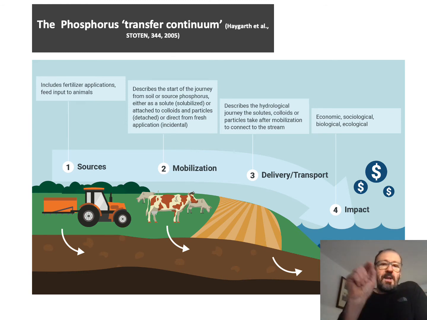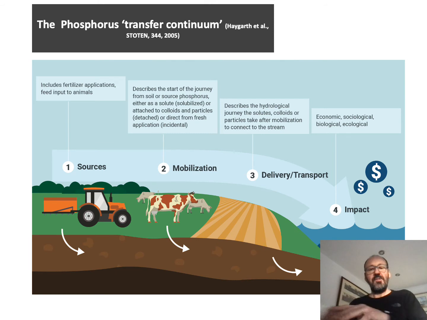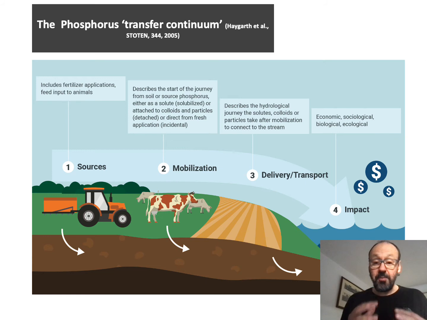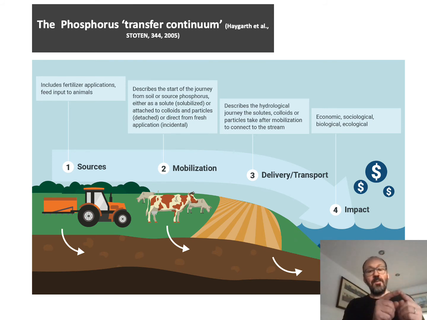So source, mobilisation. The next bit is delivery or transport, and this is the kind of hydrological connection down the slope that takes it from the soil slope into the river. And then finally we have an impact, which is an economic or a sociological, a biological or an ecological impact, maybe many miles from source and maybe many years later. And that's what makes it really complex. And that's the transfer continuum. It's complex. It goes source, mobilisation, delivery and impact. Okay.